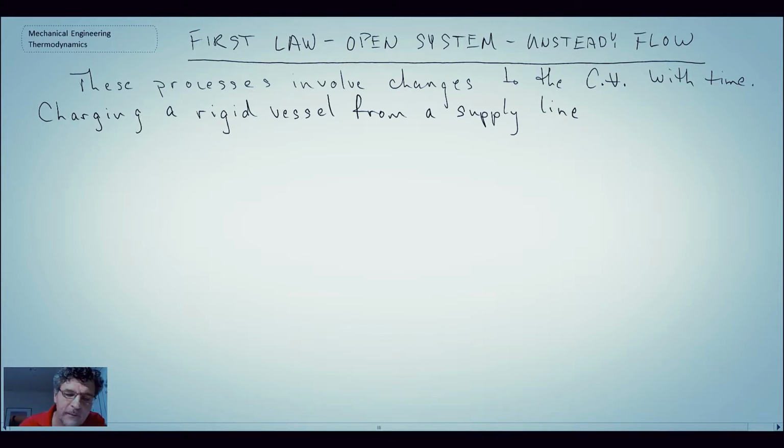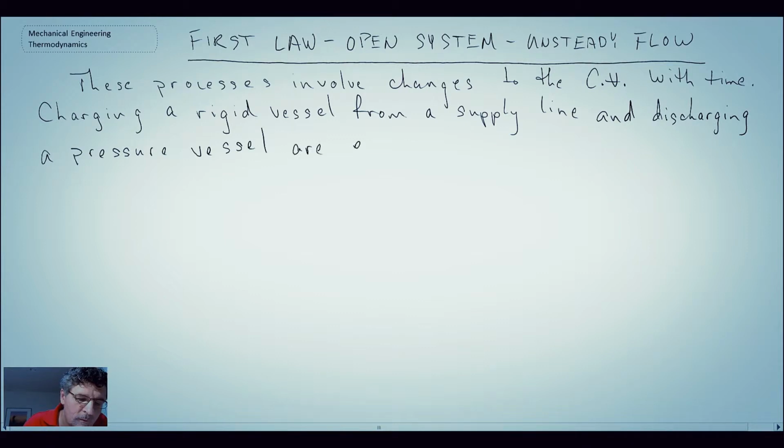Another one is discharging a pressurized vessel. And if you look to the right now, you'll see a short video clip showing discharging of a pressure vessel and what happens through the process. So let's watch that.